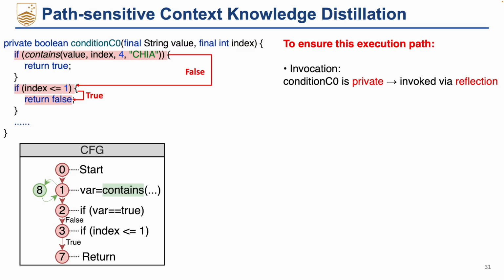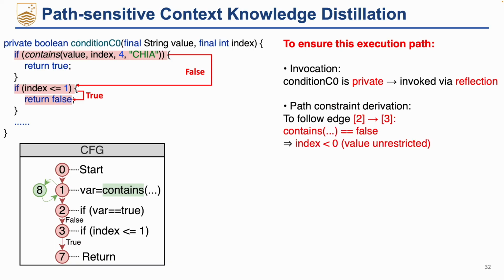Given this specific execution path, JUnitGenie distills the key information required to generate tests that cover this path. First, the focal method conditionC0 is private and cannot be invoked directly, so JUnitGenie uses reflection as the invocation strategy. Next, JUnitGenie derives input constraints to ensure that the execution follows this specific path.